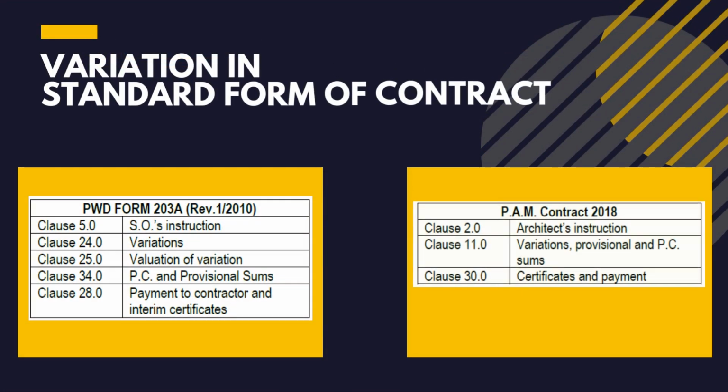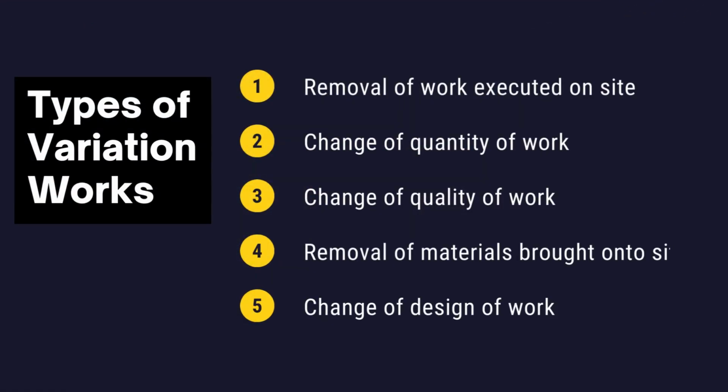These are the relevant contractual provisions regarding variations in PWD Form 203A and PAM Contract 2018. A variation means any change to the work as described in the contract document, as shown in the drawings, specification, bills of quantities, and others. The types of variation works are as follows: removal of work executed on site, change of quantity of work, change of quality of work, removal of materials brought onto site, as well as change of design of work.